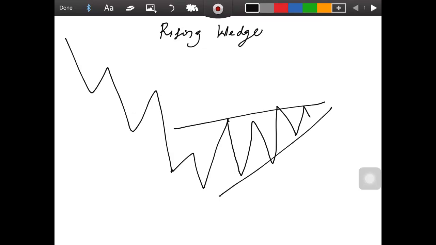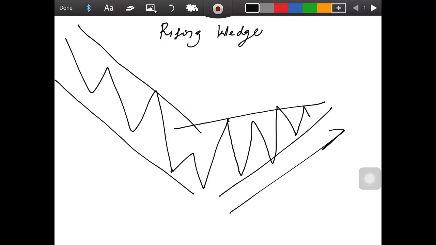So this is your wedge, and as you can see, it is rising, and that is why it is called a rising wedge. That rising wedge usually happens after a downtrend, and of course this never gets back up to the top here, because if it gets to the top, it's no more a rising wedge, it's a reversal. So a rising wedge is a continuation pattern.